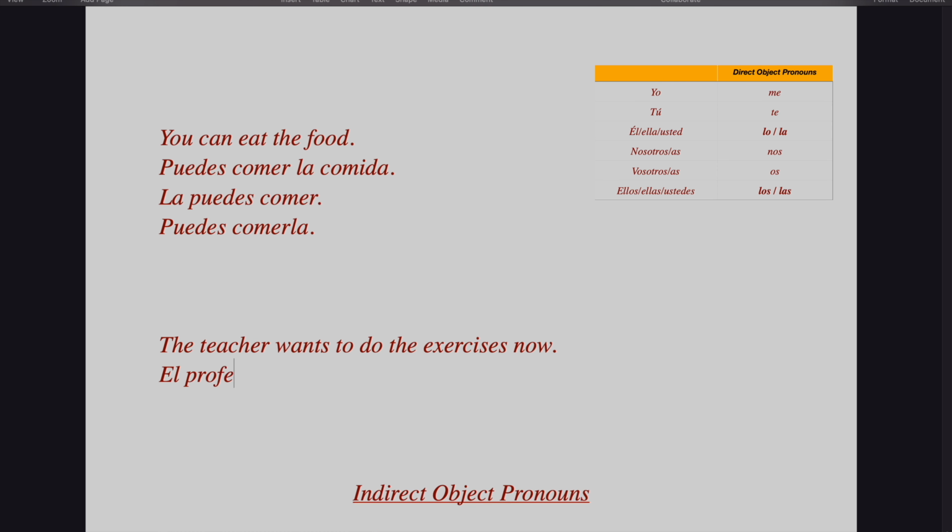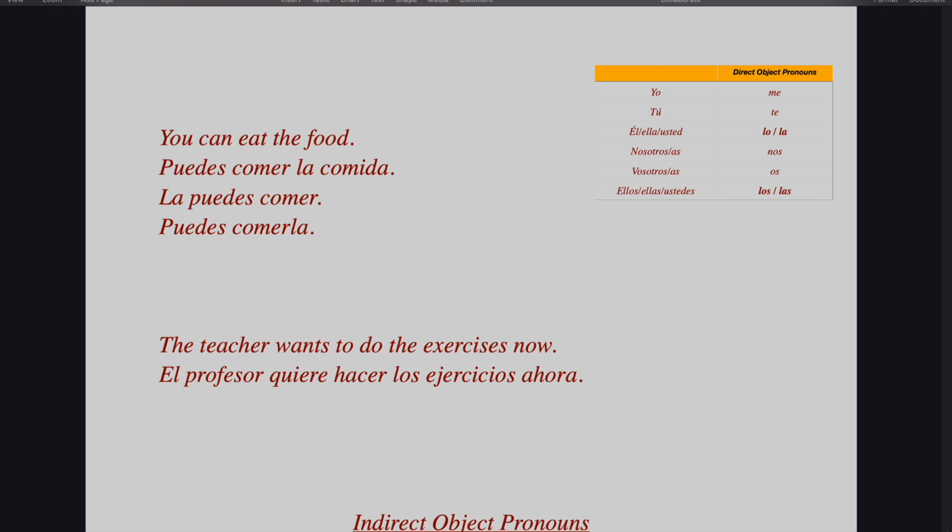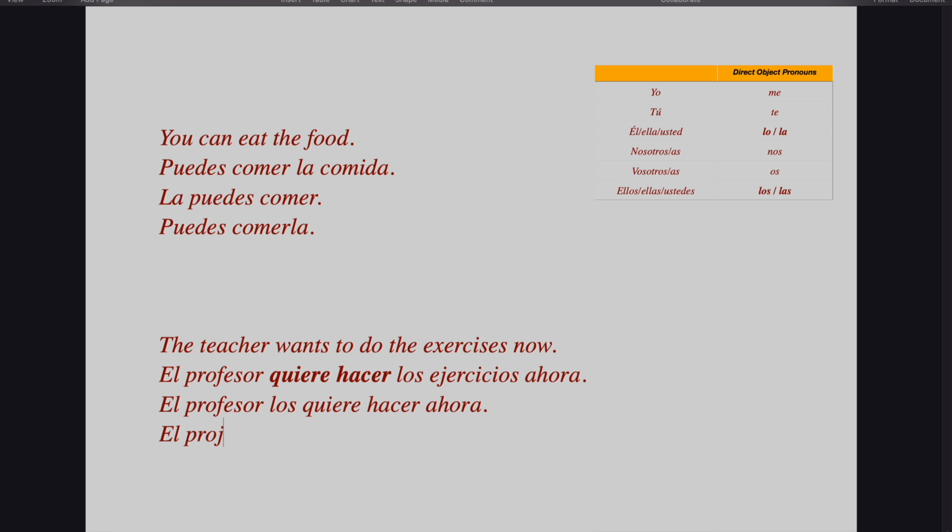Next one, the teacher wants to do the exercises now. El profesor quiere hacer los ejercicios ahora is the true translation of what is above in English. Now, if we want to replace the exercises with an object pronoun, how am I going to write? El profesor los quiere hacer. Why los? As it is an object pronoun, it goes before the main verb, which is quiere hacer, right? So I'm putting it before the main verb, and los quiere hacer ahora. It can be written this way or the other way. El profesor quiere hacerlos ahora, without any gap with the infinitive at the end. This way also we can absolutely write.